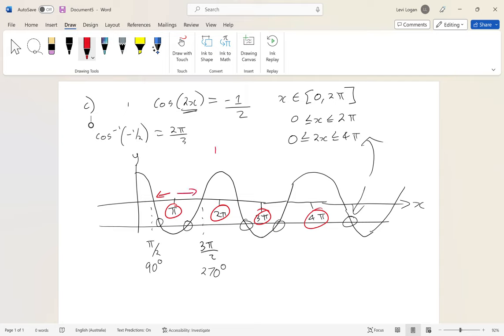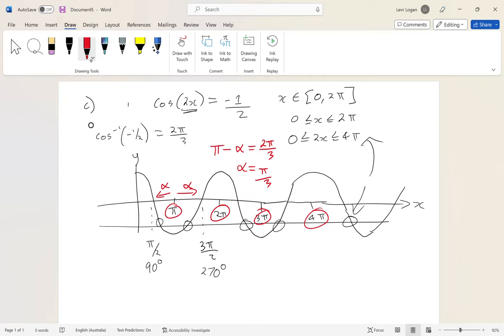So pi minus something alpha is 2 pi over 3. So therefore alpha is pi over 3. Yes, pi over 3. So that's our alpha value. So now we know what that is.